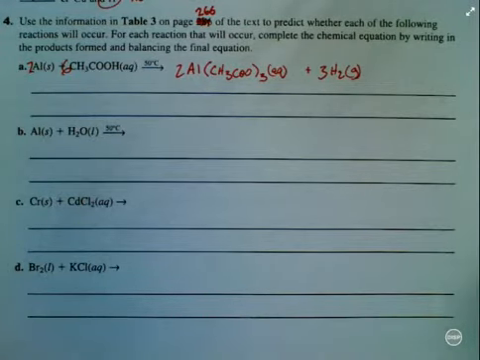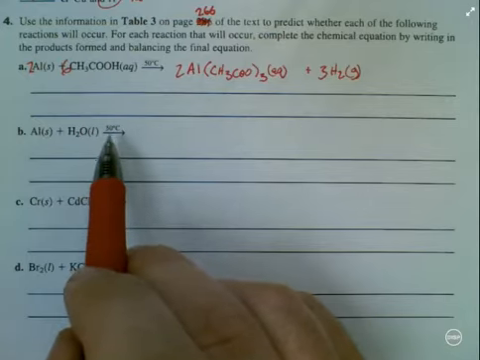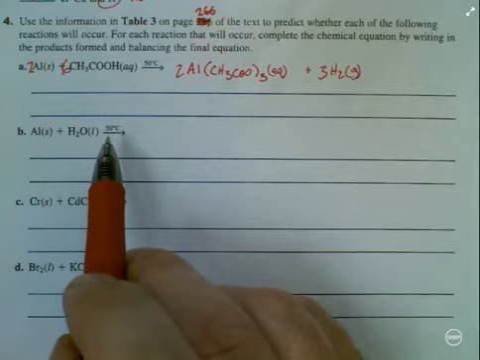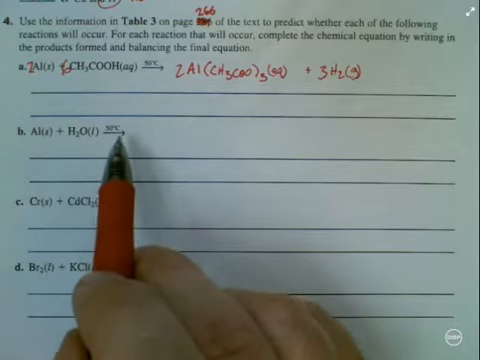Now, if you look at your activity series, aluminum is in the box where it says reacts with steam. It reacts with steam. At 50 degrees Celsius, water is plenty hot, but it's definitely not steam. It most certainly is not boiled. It has to be at 100 degrees Celsius to boil. So this is not steam.